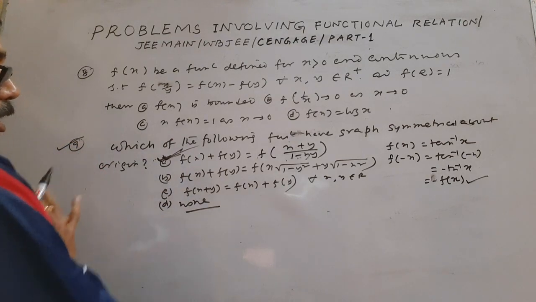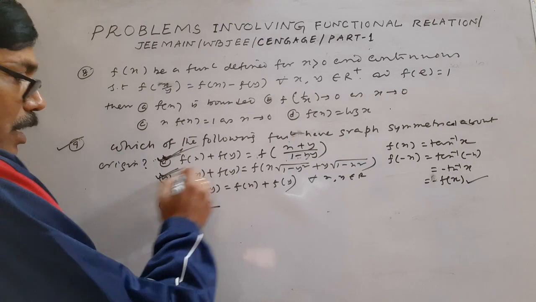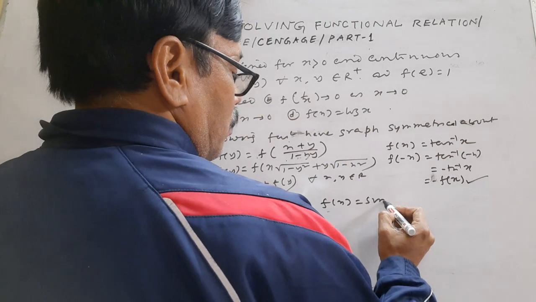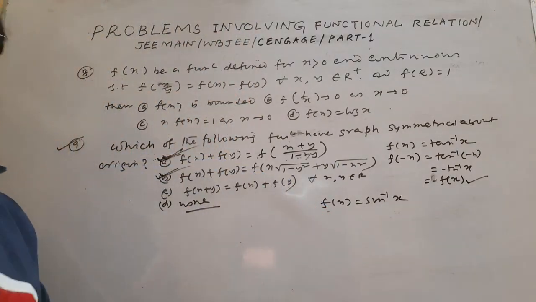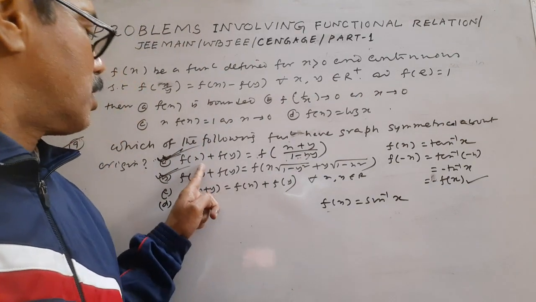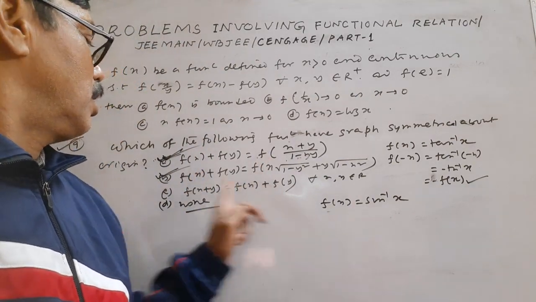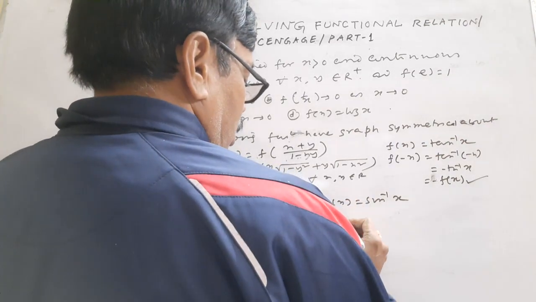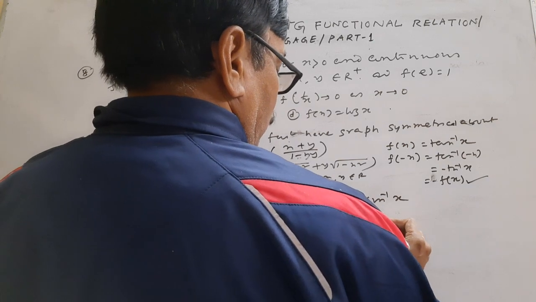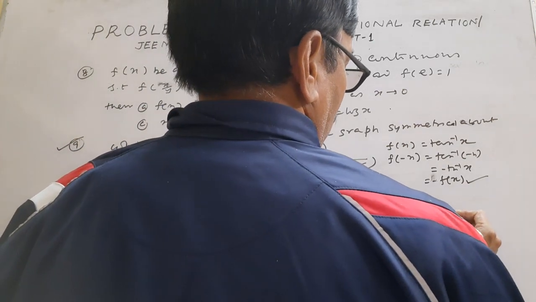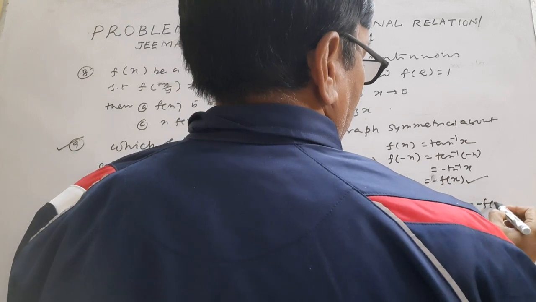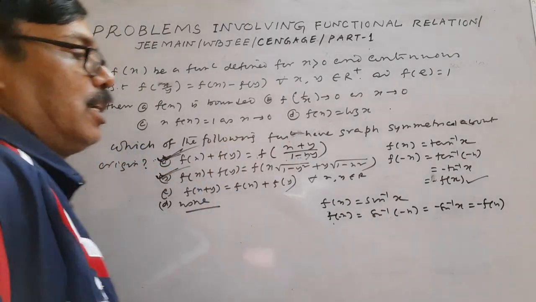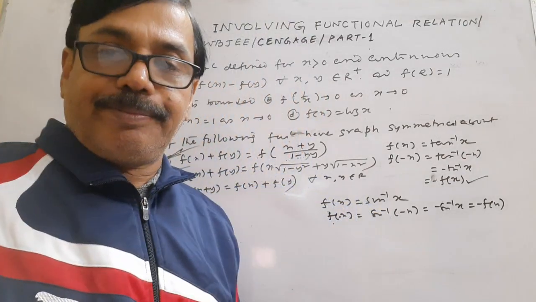This is a multi-option correct problem. Now B. This relation is satisfied by sine inverse x. If f(x) = sine inverse x, then this relation is satisfied. In this case also, f(-x) = sine inverse(-x) = -sine inverse x = -f(x). So it is an odd function, and it is also symmetric about origin.